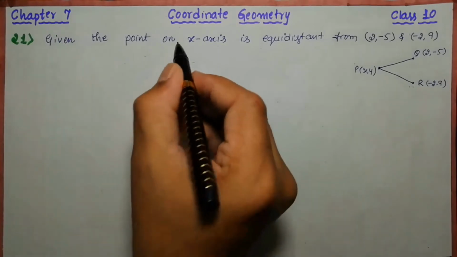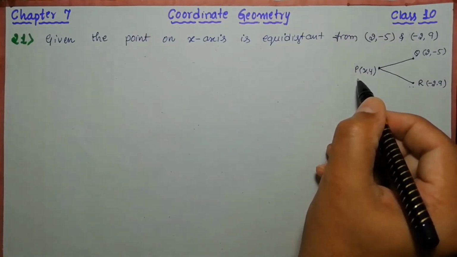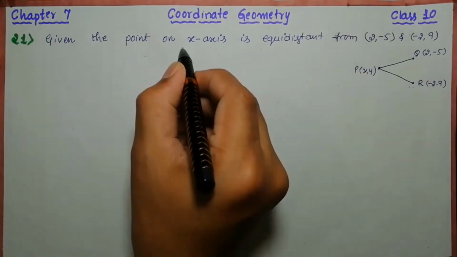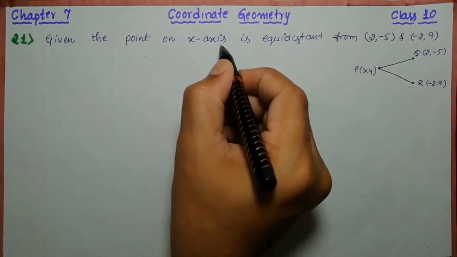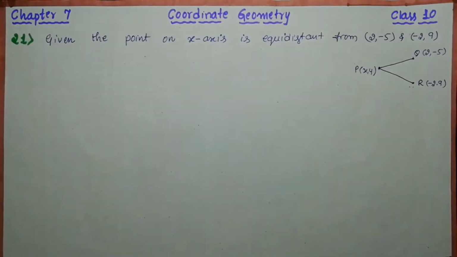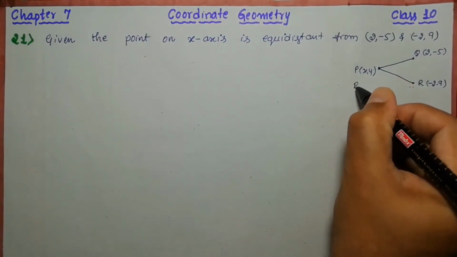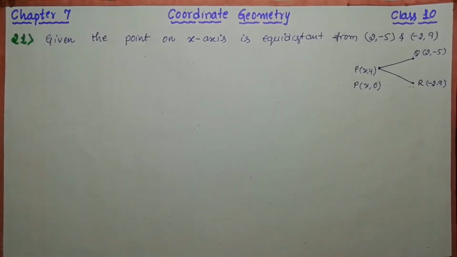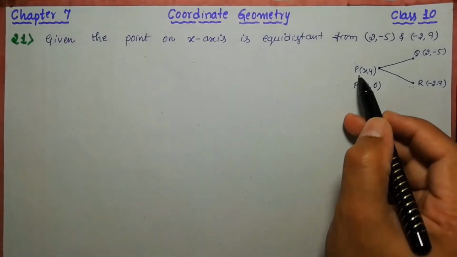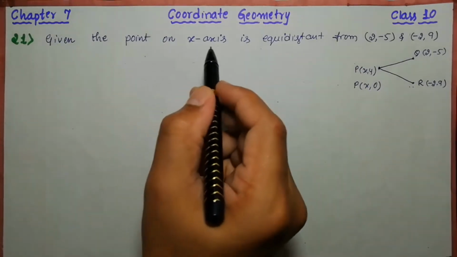Moreover, look at here. The point P that we have to find out lies on x-axis. So some hint is given for you. It lies on x-axis means its y coordinate must be 0. So that's why the point (x, y) is nothing but the point (x, 0), because its y coordinate will become 0. So instead of taking (x, y), I'm going to take (x, 0), because the point lies on x-axis.